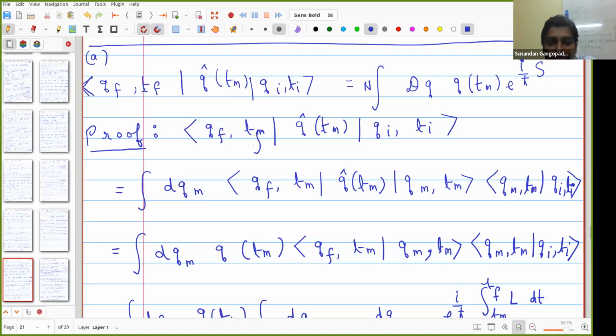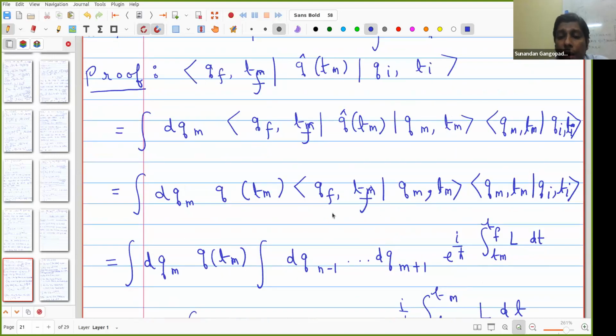Let me just correct this error. This will be qf. This will be qf. This will also be qf. There is a small correction. Sorry for that typo. So now you have qf tf, qm tm, qm tm, qi ti.